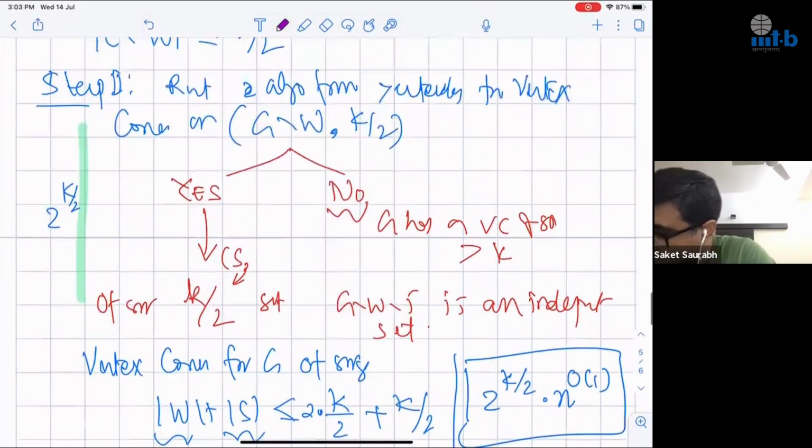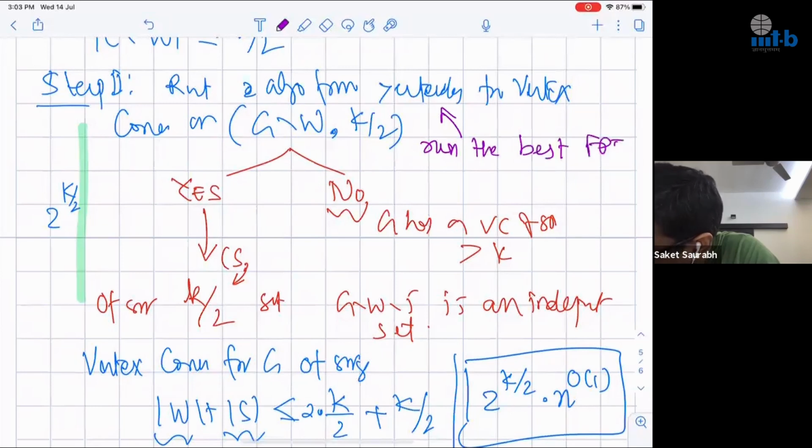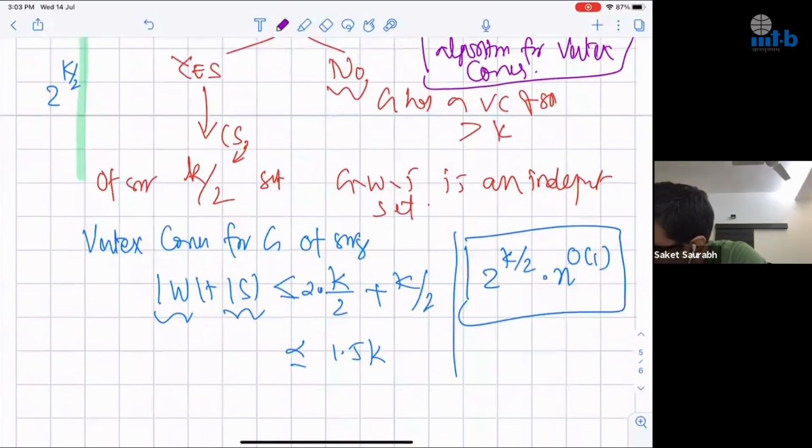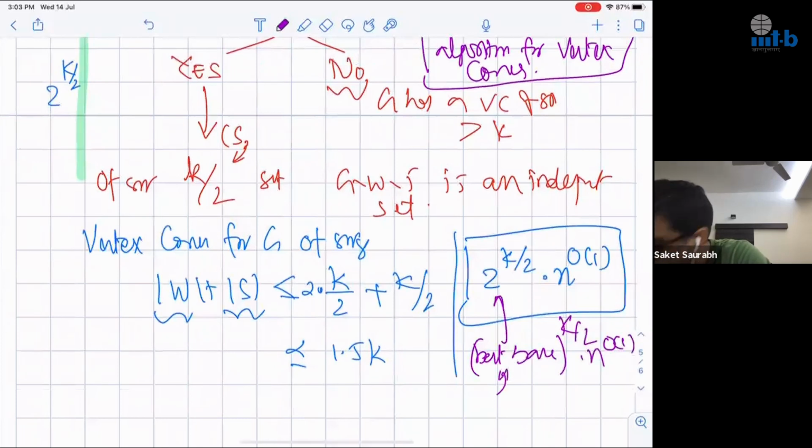And notice, by the way, there is nothing about running yesterday's algorithm here. Okay. Here I should say run the best FPT algorithm for vertex cover. Right? Run the best algorithm for vertex cover. So then the running time will be best base of the algorithm to the power k by 2 times n to the power big O of 1. And the best base for the vertex cover is roughly 1.28. So actually our algorithm will run in time this much.